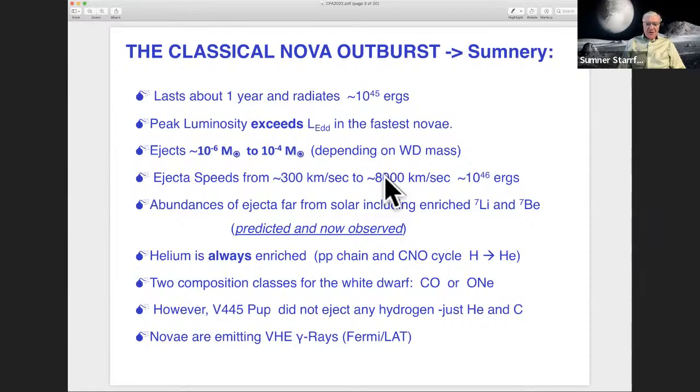Helium is always enriched, and of course that's a result of the thermonuclear runaway, depending on both the proton-proton chain and the CNO cycle, converting hydrogen to helium. From our observations there are two composition classes for the underlying white dwarf, either carbon and oxygen or oxygen and neon, except, of course, there's an outlier, V445 Pup, which was well studied, did not eject any hydrogen at all, and there doesn't seem to be any hydrogen present during the outburst. Novae also emit very high energy gamma rays, discovered by Fermi LAT. We predict radioactive gamma ray emission, but the amounts are too low to be observed by current spacecraft.